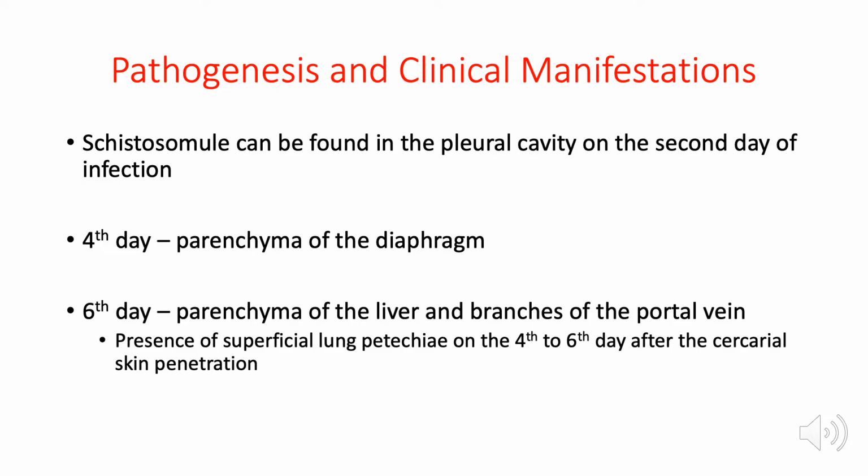superficial lung petechiae on the 4th to 6th day after the cercarial skin penetration, and this only proves that schistosomules can really pierce through the lungs to escape into the pleural cavity, to invade the diaphragm, and to go directly to the liver, to go to the branches of the portal veins.